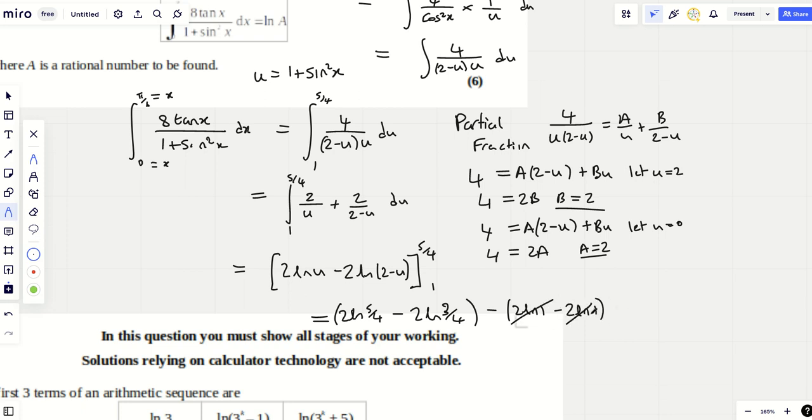So cross those out. And so the final answer should be, there's lots of ways of working this out, I'm going to take the 2 out. 5 quarters divided by 3 quarters is going to end up being 5 divided by 3. And so I think the final answer should be ln 25 over 9, but I'm going to check that.